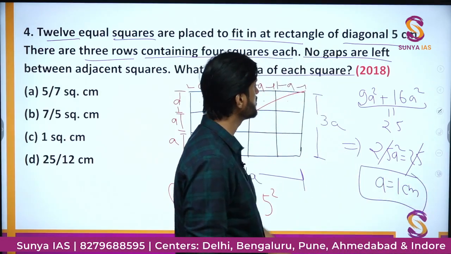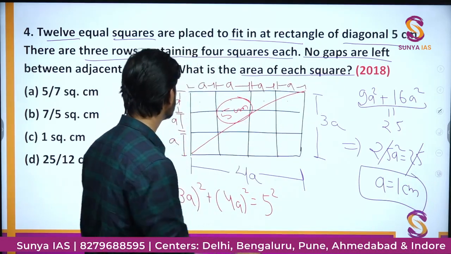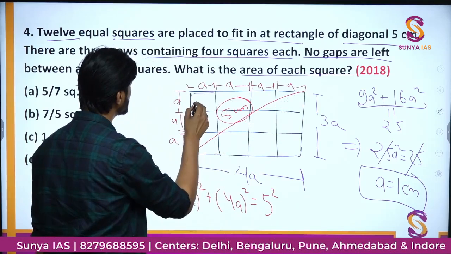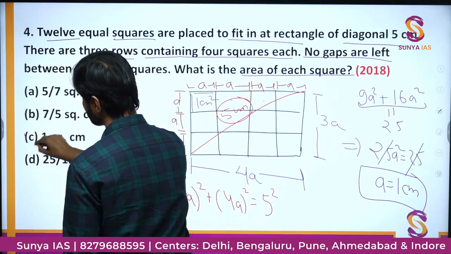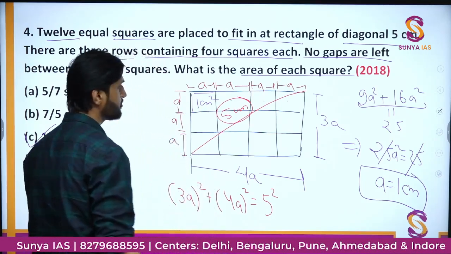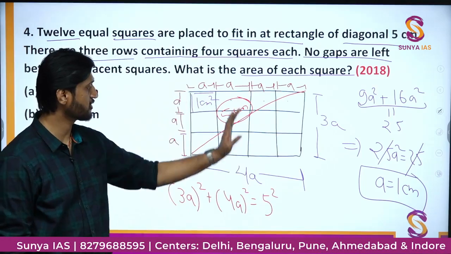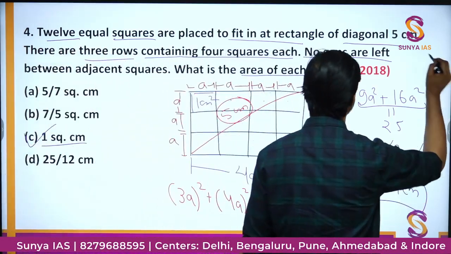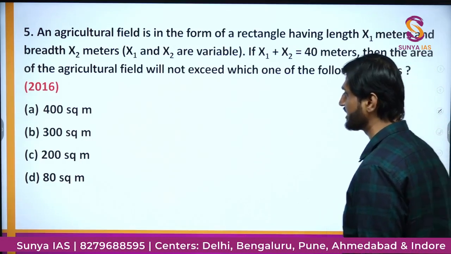And if a is equal to 1 centimeter, one can say the area of each square is going to be how much? 1 into 1, that is 1 centimeter square. So the correct option is going to be option number C. So it was a pretty easy question if you can draw the diagram correctly and just read the question perfectly. Okay, moving on. We have this question. Now this question is based on a hit and trial approach.